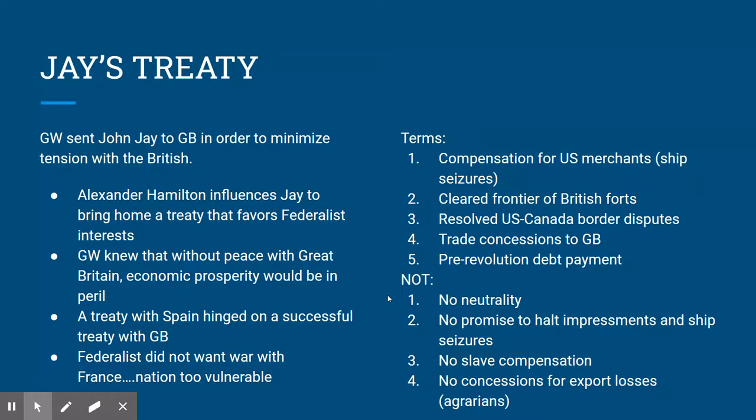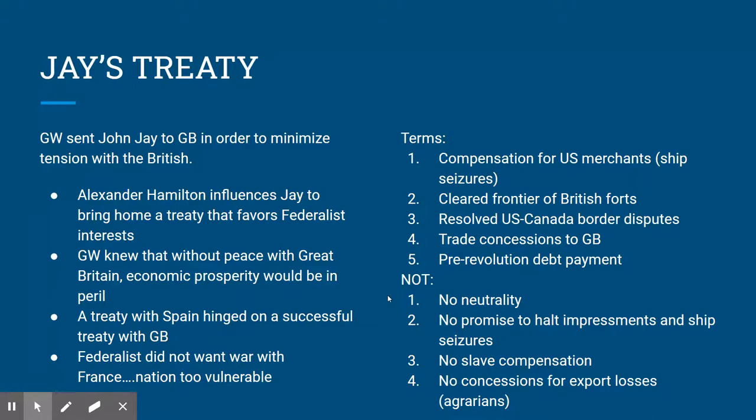So if you look at the terms of the treaty: compensation for U.S. merchants, cleared frontier of British forts, resolved U.S.-Canada border disputes, trade concessions, debt payments. Still, the British don't recognize our neutrality. They refuse to promise to halt impressments and ship seizures. There's no compensation for British efforts to liberate American slaves on board slave ships. And there were no concessions for losses of exports.